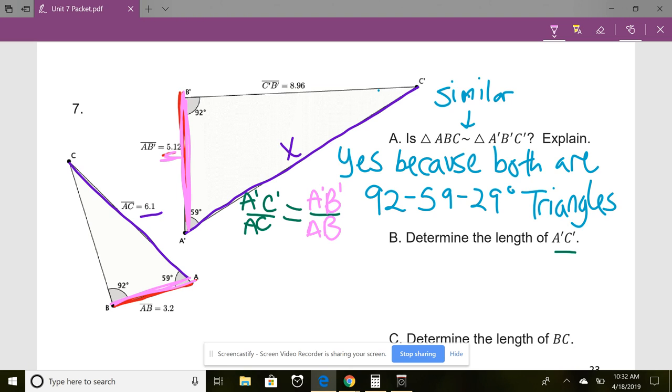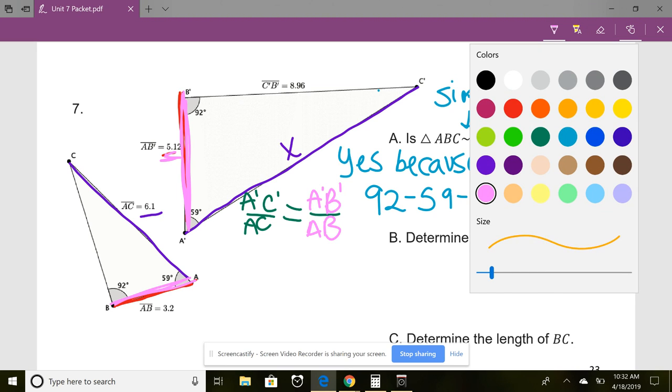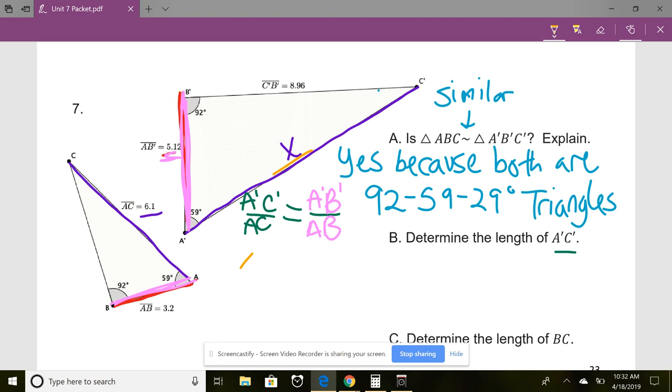So the length of A prime, C prime is X. The length of AC is 6.1. The length of A prime, B prime is 5.12. And the length of AB is 3.2.